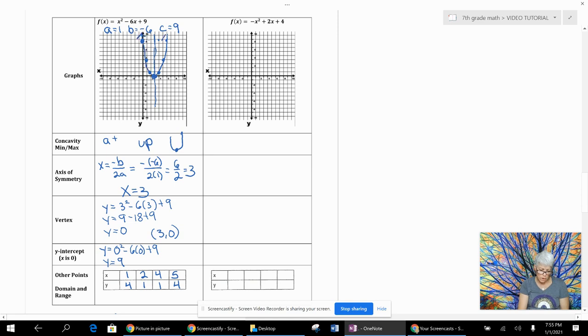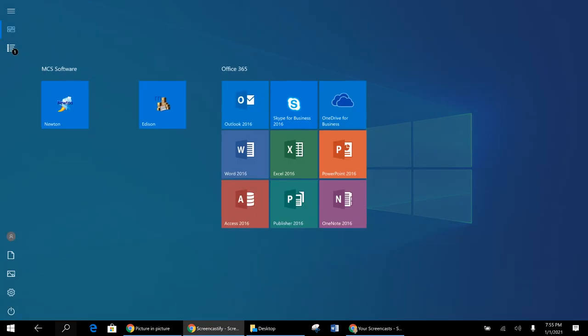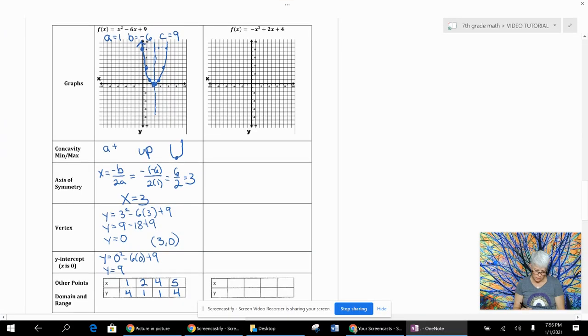We'll put arrows on the end because unless there's some sort of restriction or a word problem that tells us to do otherwise, we're just going to assume that it goes on and on forever. So my domain is going to be all real numbers. And my y, now remember, here's my y on my vertex. My y is 0. It's everything greater than that. So y is greater than or equal to 0.